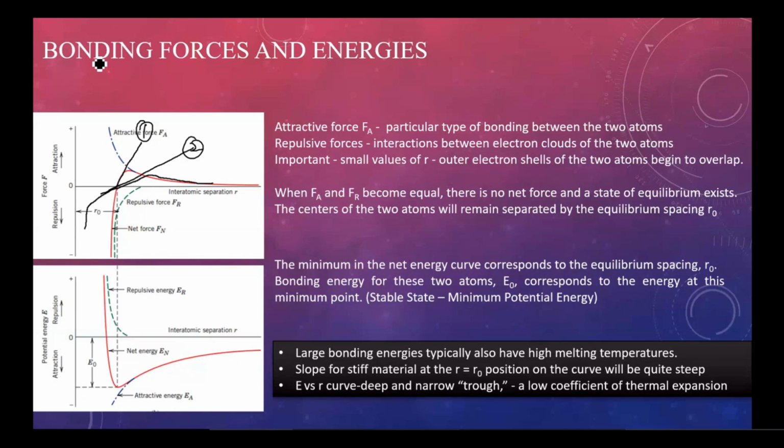The third thing is, for the energy versus r curve, the deep and narrow trough, that means the more depth and the more narrow your curve is, you would have a lower coefficient of thermal expansion. Clear enough?